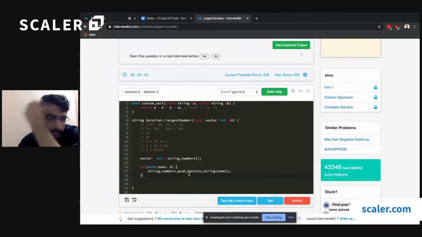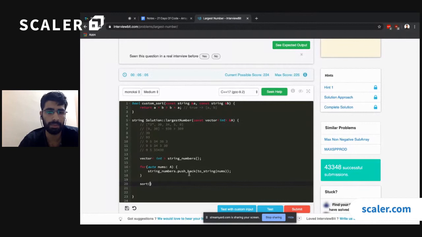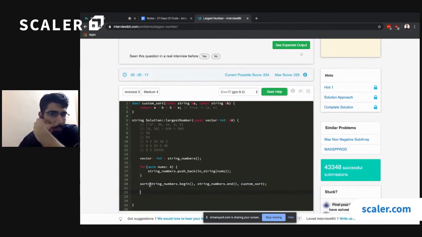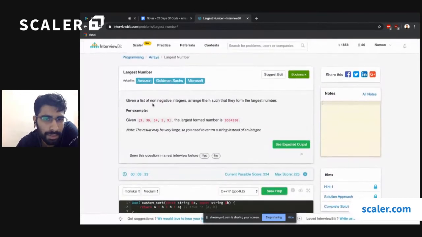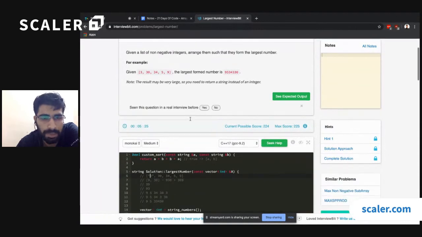Okay, so now I have to sort my string numbers in this way. Begin, comma, dot, end. And I have to use this custom sort function. Suppose I have this. By the way, can the numbers be negative? Because if numbers could become negative, then this will... okay, so it's not negative. So then the thing is fine. And we have to return the answer as a string.